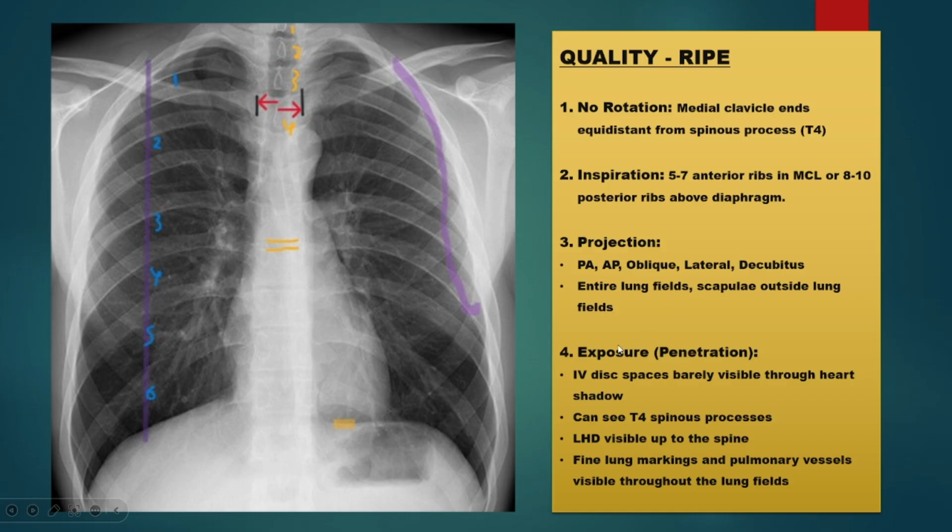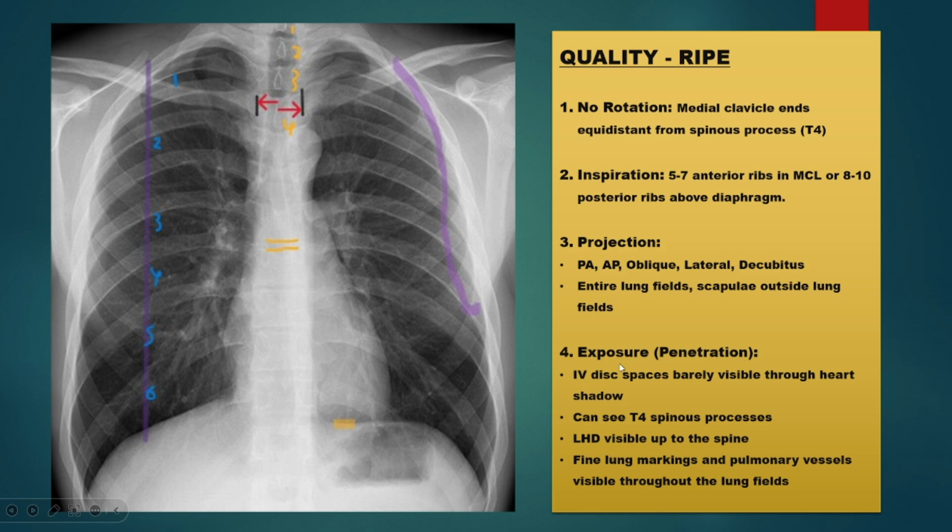Then the exposure or penetration. If it is adequately exposed, we will be able to barely visualize the intervertebral discs through the heart shadow and also the spine. Spine and intervertebral discs should not be very clearly visualized. Then the upper thoracic spinous processes will be clearly seen. This is D4. And left hemidiaphragm is also clearly visualized up to the spine. The lung markings can be traced up to the periphery of the lung.